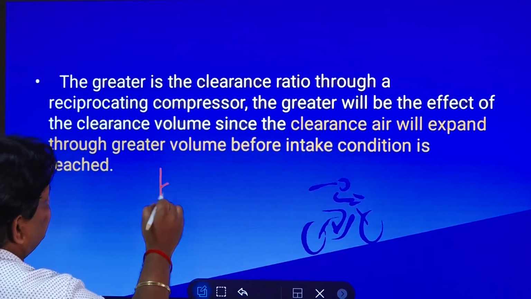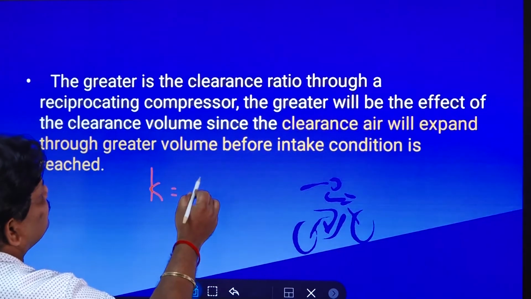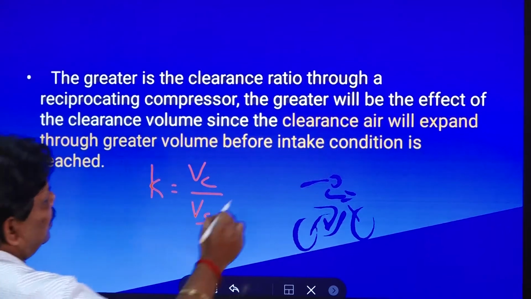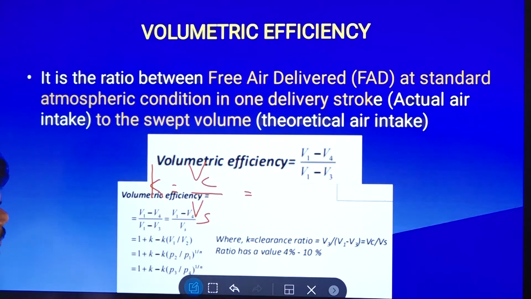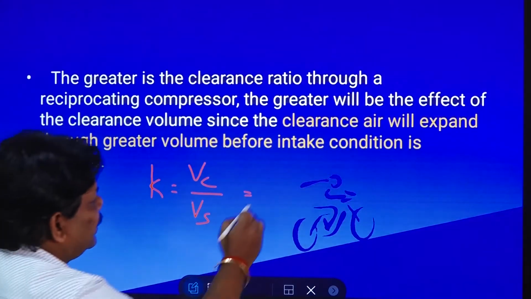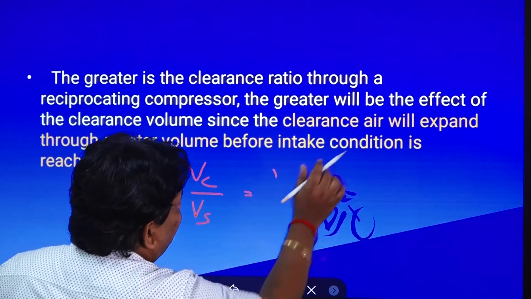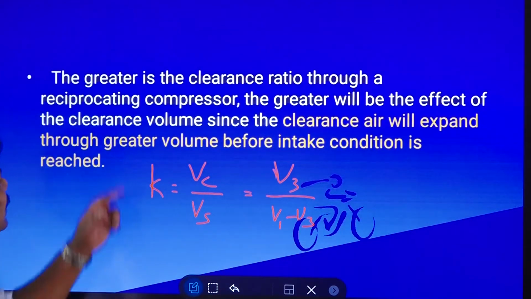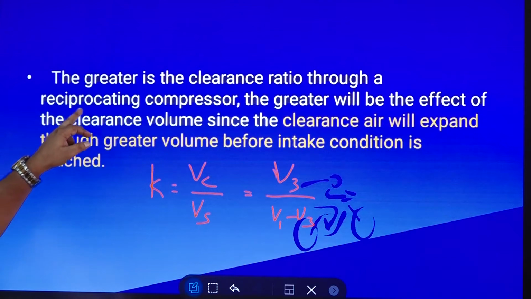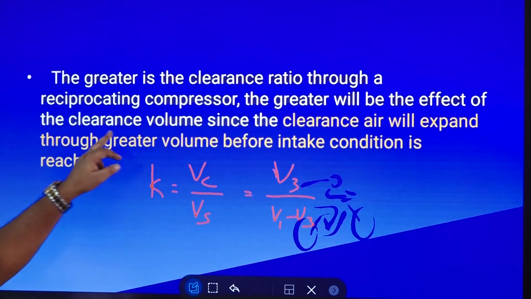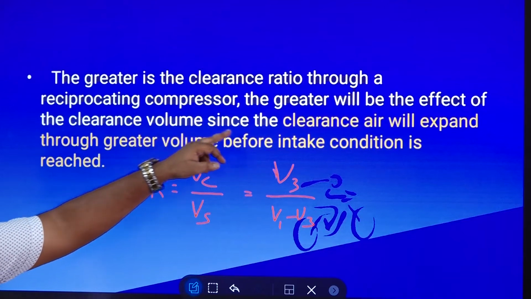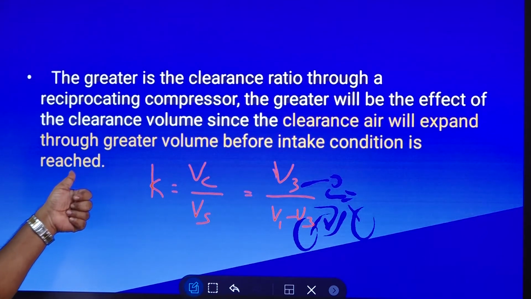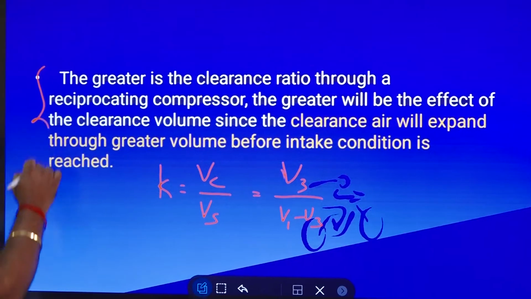So we see that the clearance ratio K, or whatever it may be called, K or C, is Vc divided by Vs, or otherwise you can see it as V3 divided by V1 minus V3. The greater the clearance ratio through a reciprocating compressor, the greater will be the effect of clearance volume, since the clearance air will expand through the greater volume before the intake condition is reached.